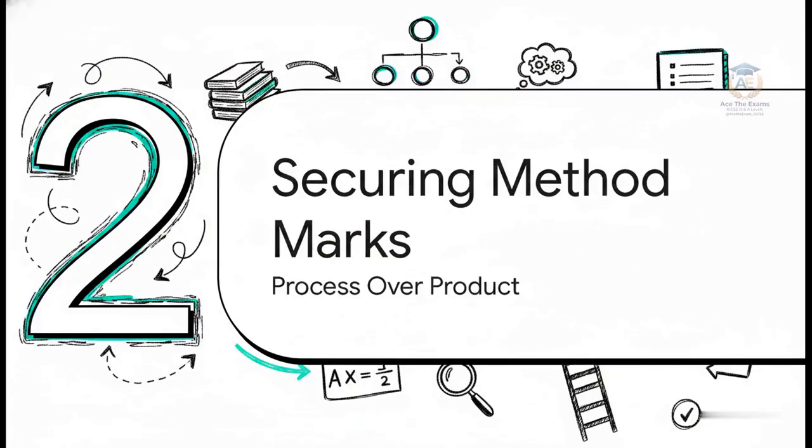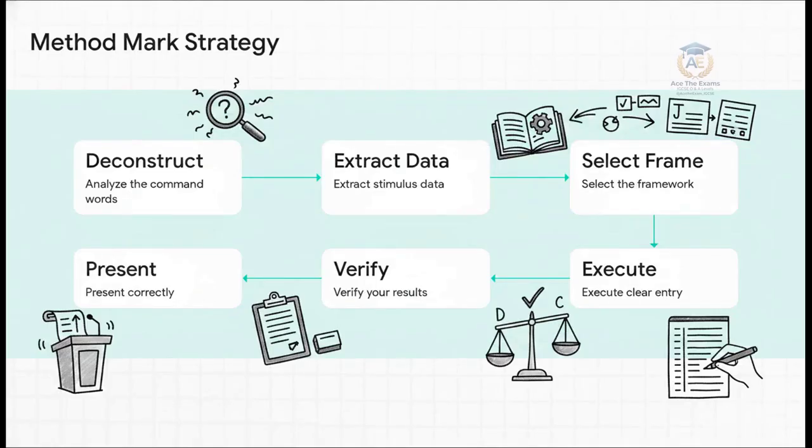Moving right along to Section 2, securing the method marks. Remember, it's all about process over product. So, how do you capture those highly elusive method marks? Well, examiners are looking for a very specific cognitive strategy when you tackle multi-stage problems. Think of it as a 6-step process. First, you deconstruct the question. You have to isolate the command words because analyze requires a totally different, much deeper approach than simply explain.